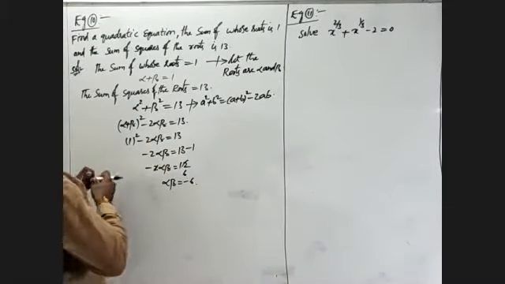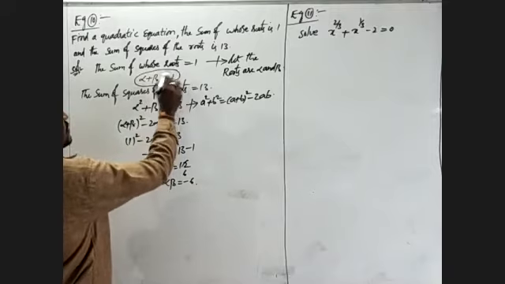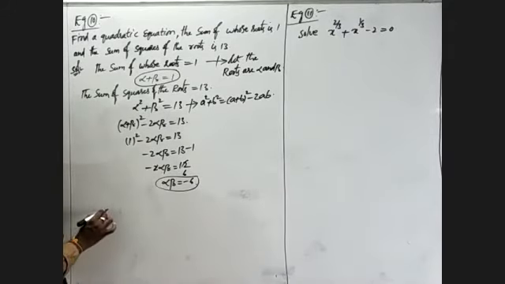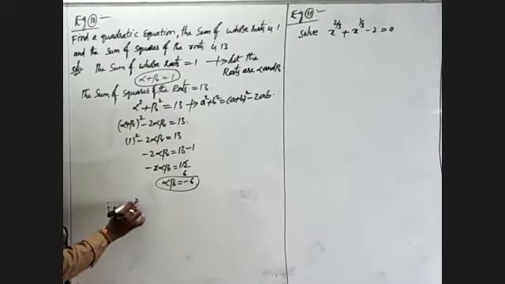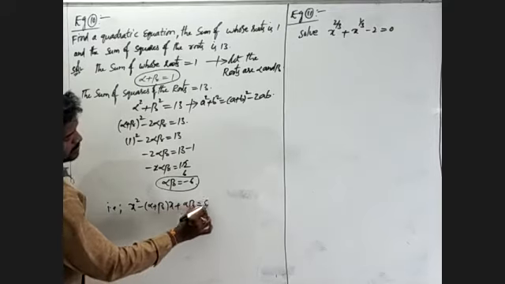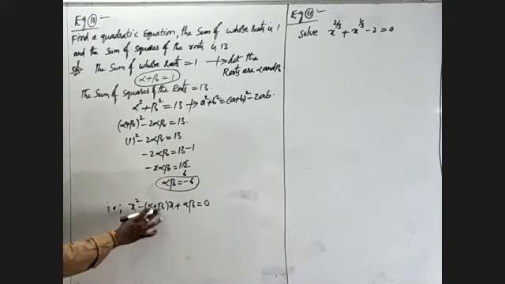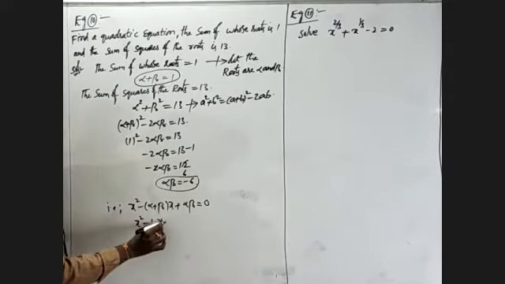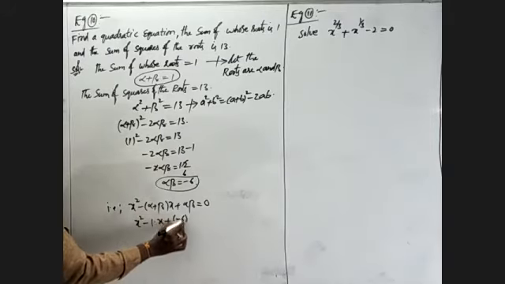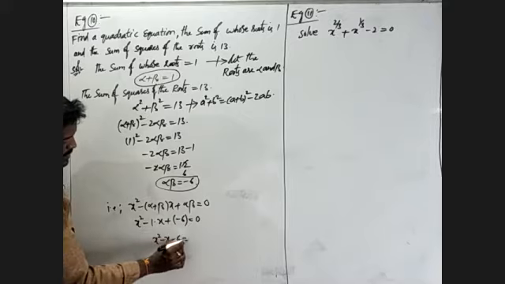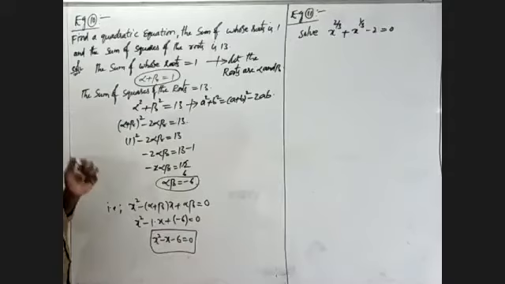We know that alpha plus beta is 1, and alpha beta is equal to minus 6. Alpha and beta are roots of a quadratic equation, which is x square minus alpha plus beta times x plus alpha beta is equal to 0. Alpha plus beta is 1 and alpha beta is minus 6, so x square minus 1 into x plus minus 6 is equal to 0. Finally, x square minus x minus 6 is equal to 0. This is the first condition.